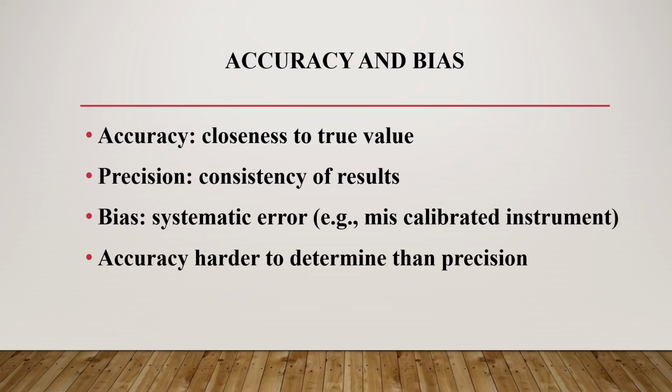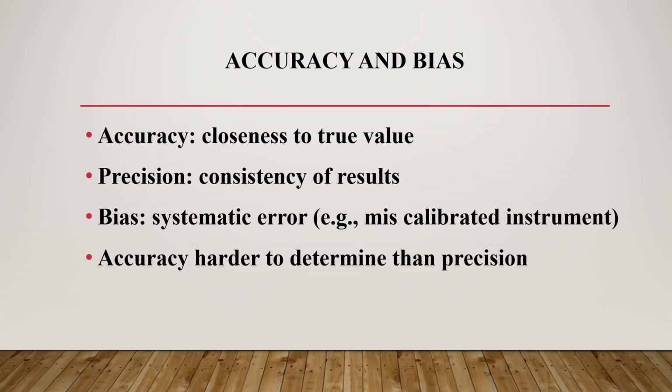Accuracy and bias. Accuracy tells us how close our result is to the true value. For example, if the true concentration is 103.24 milligram per kg, and we measure 105.61 milligram per kg, our error is 2.37 milligram per kg. Precision, on the other hand, is about consistency. How tightly results cluster.